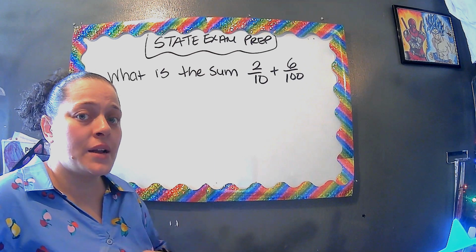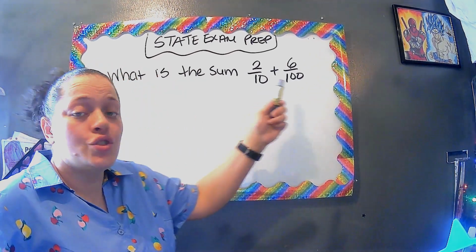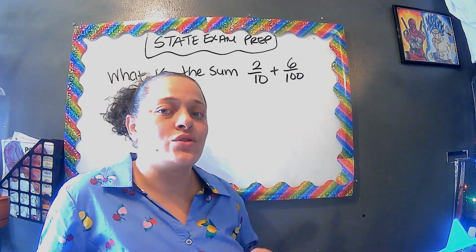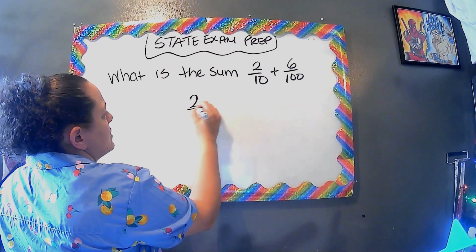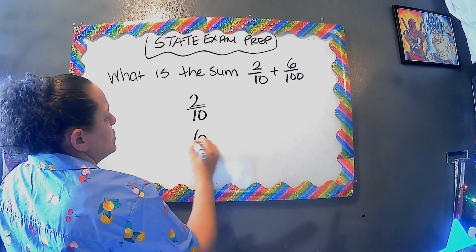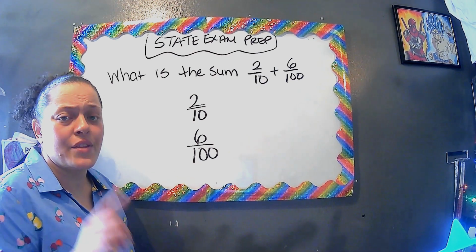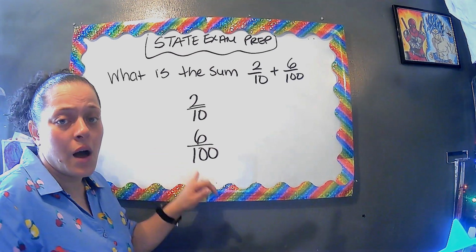Now, if you remember anything about fractions and adding, even subtracting, 2 different denominators, we cannot do anything with that. We have to change it. And let's see how we change it. Well, we have 2 tenths and 6 over 100. There's going to be a lot of vocabulary when it comes to math, and they're going to ask you on these state exams. So we are going to find a common denominator.